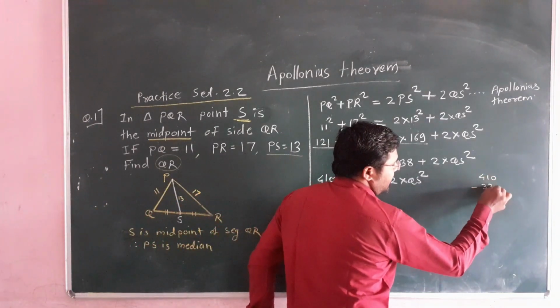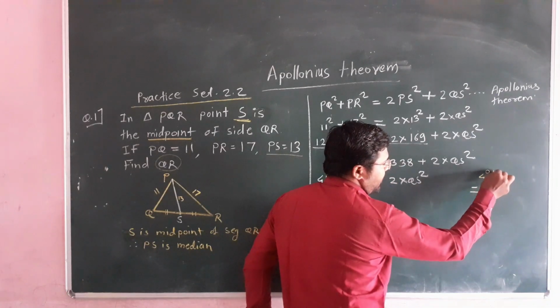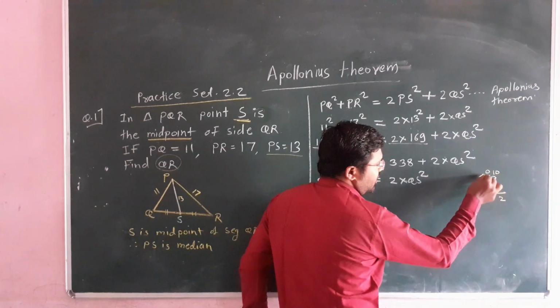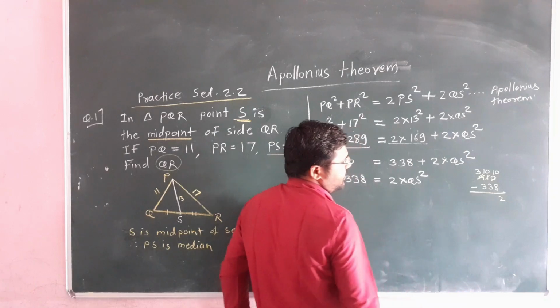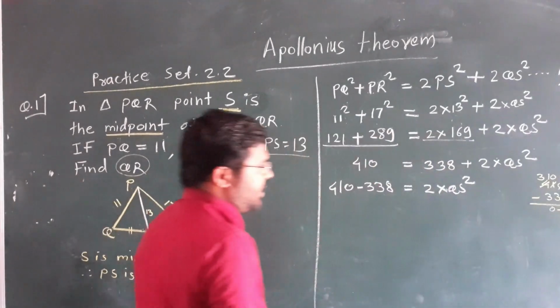410 minus 338. Okay, here 0 becomes 10. 10 minus 8 is 2. 0 minus 3 is not possible, so here is 3 and here 10. 10 minus 3 is 7, and 3 minus 3 is 0.